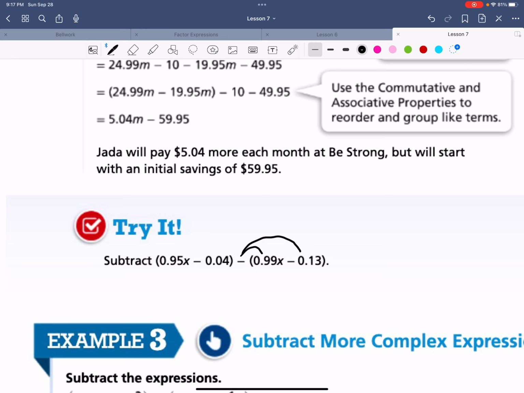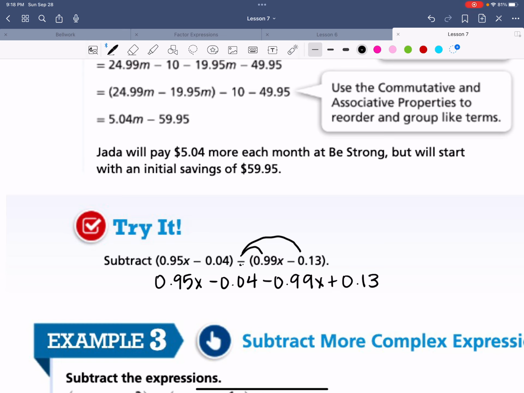So this will turn into 0.95x minus 0.04. And then that negative makes this positive a negative. So I'm going to subtract 0.99x, and then this negative makes this negative, the negative 0.13, and makes it positive. So then I will add that 0.13.